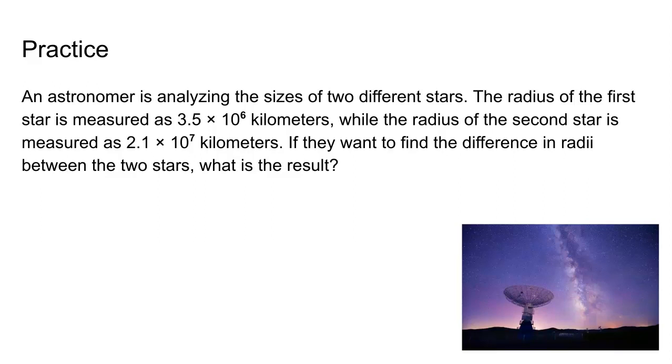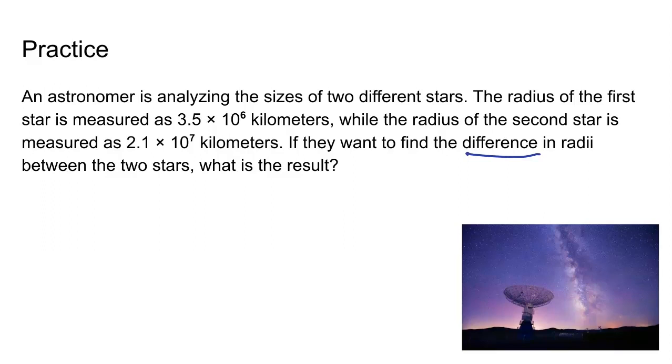An astronomer is analyzing the sizes of two different stars. The radius of the first star is measured as 3.5 times 10 to the 6th kilometers, while the radius of the second star is measured as 2.1 times 10 to the 7th kilometers. If they want to find the difference in radii between the two stars, what is the result? In this case, you want to find the difference, which means you need to subtract. And you need to subtract the smaller number from the bigger number.